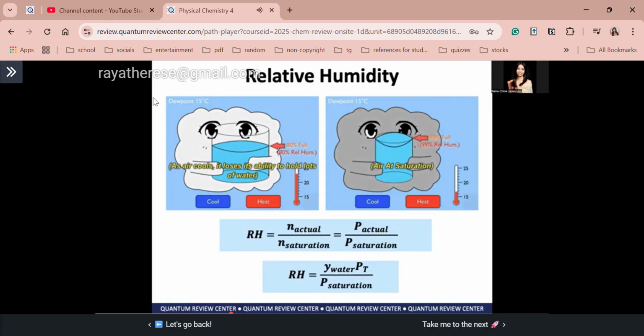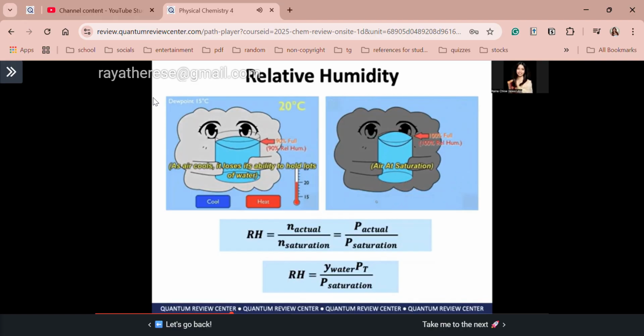Now, what about if your air is only 50% full and kaya pa niyang mag-hold ng more water? So that describes your relative humidity. I hope that's clear, guys. So parang tinitreat natin as container ang ating air. Tapos i-fill up natin yan ng water, di ba? Kita niyo dito, yung cloud dito, parang iiyak siya kasi punong-puno na siya ng tubig. So guys, that is what relative humidity is all about.